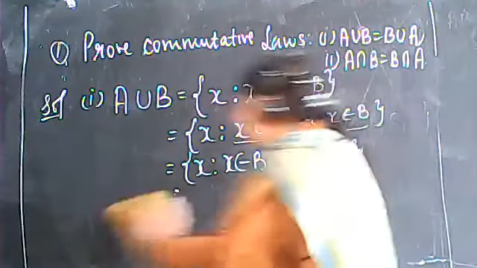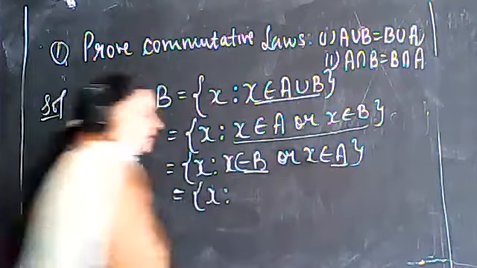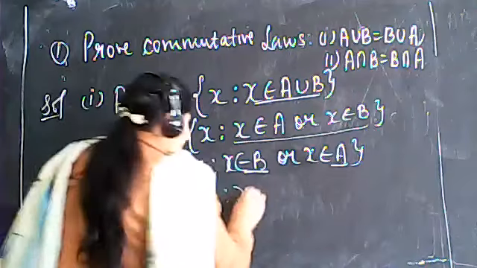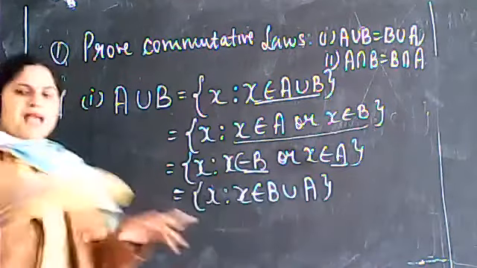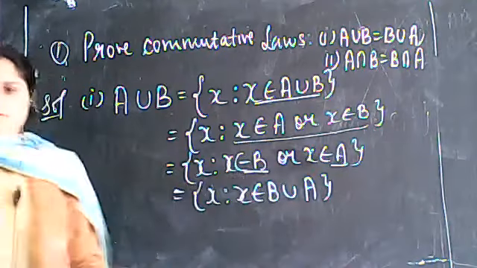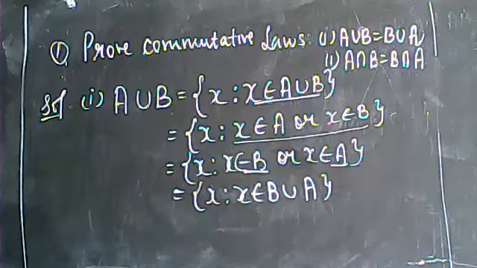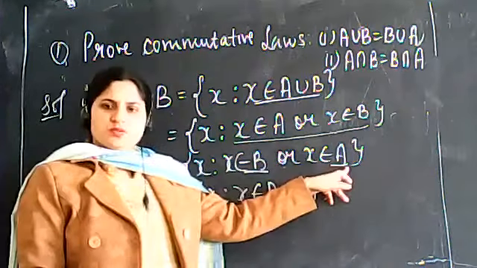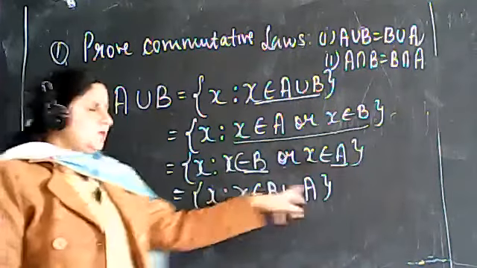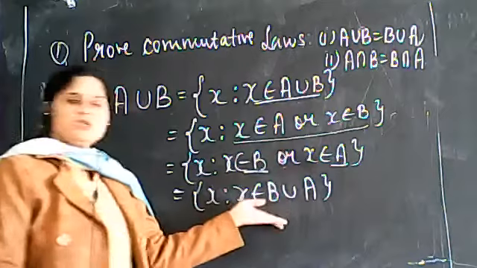I changed their order. So what will be our next step? X belongs to B or X belongs to A. What does it mean? X belongs to B union A. Because if the element is in even one set, then X belongs to B or X belongs to A. What does it mean? X belongs to B union A. Because if X is in B or in A, it will go into the union.